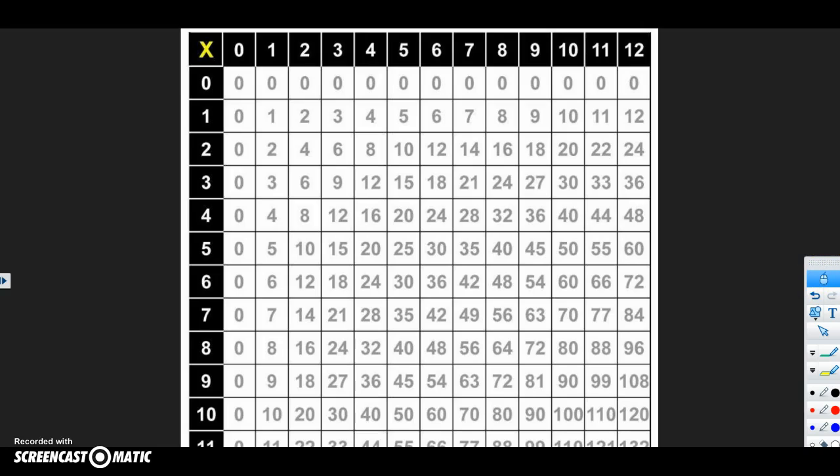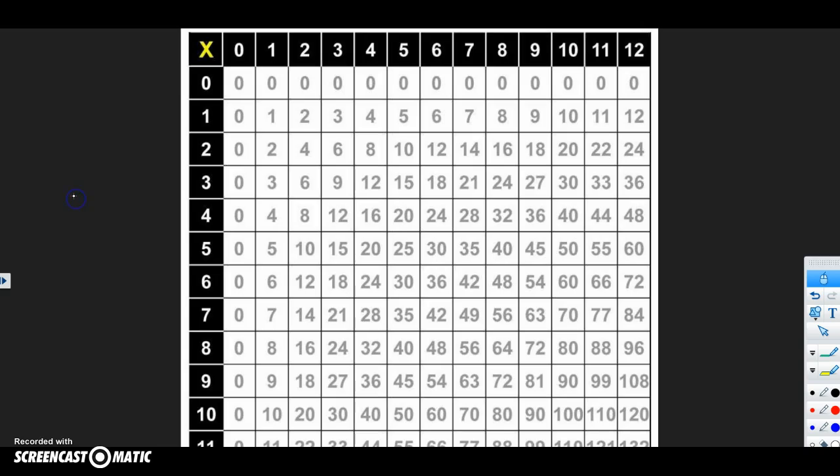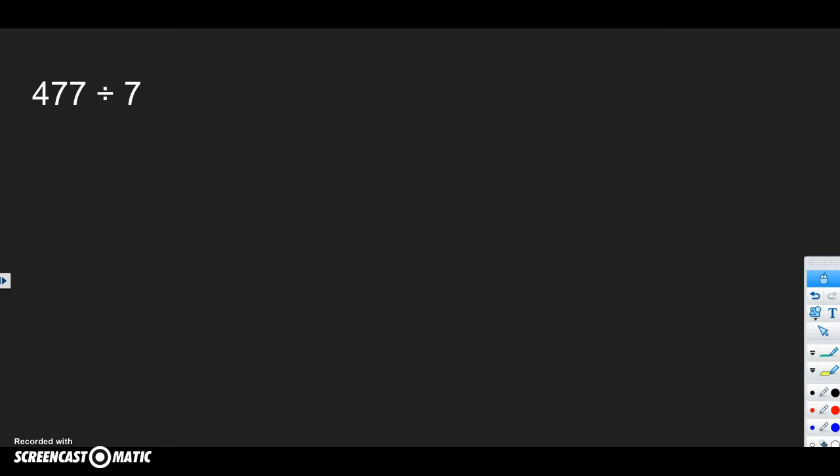So let's go back to that problem. We've decided that we have 42 and 49. And because this is 47 tens that we're actually looking at, we'd have 42 tens and 49 tens that are then being divided by 7.